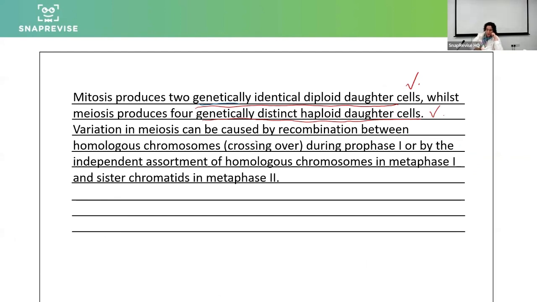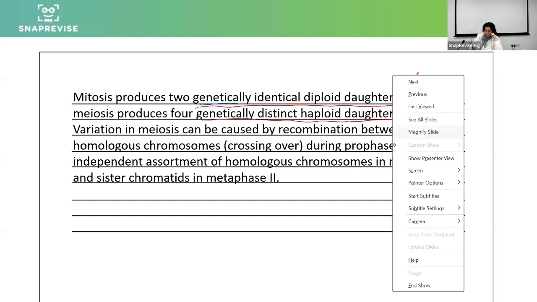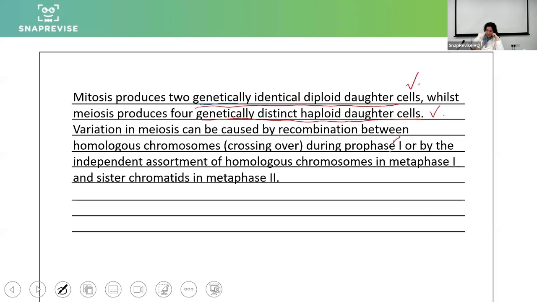Variation in meiosis can be caused by recombination between homologous chromosomes, i.e. crossing over during prophase, that's 1 mark. You get 1 mark for stating that it's between homologous chromosomes, and you get another mark for stating when and where it happens, during prophase 1.